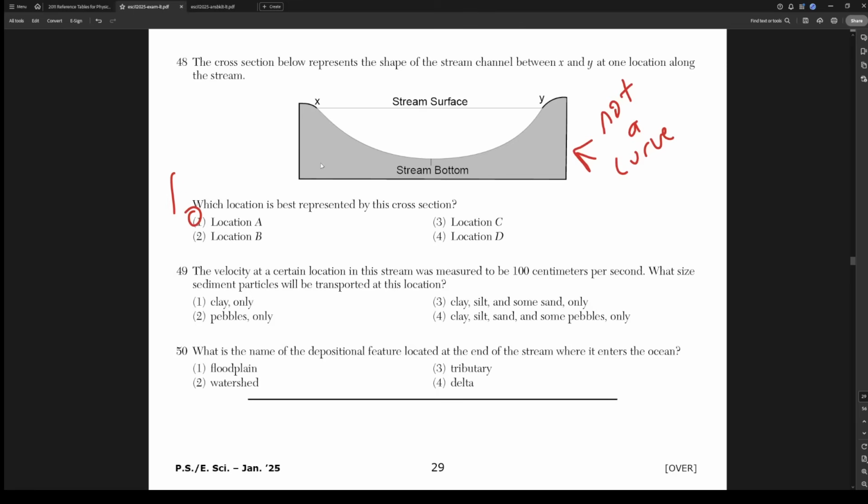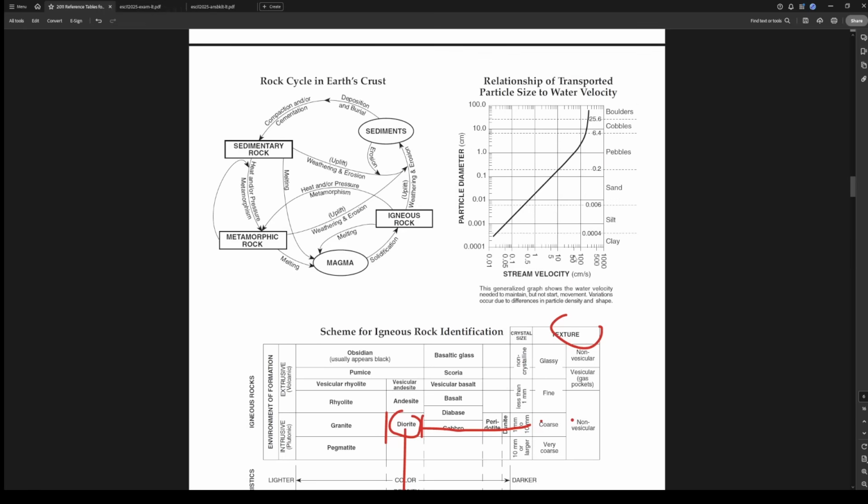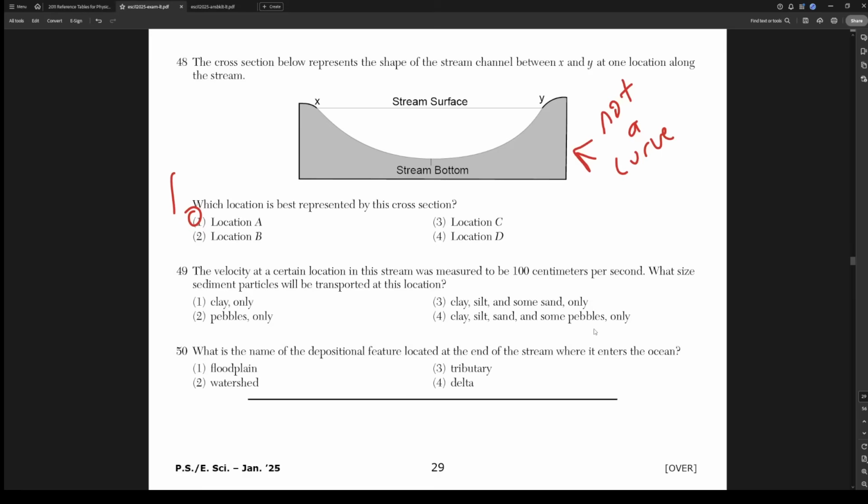The velocity at a certain point in this stream was measured to be 100 centimeters per second. What size particles will be transported? Okay, go here, 100 centimeters per second there. Go up to the line. So it's going to be pebbles, sand, silt, and clay. Anything equal to or less than can be transported, but pebbles is the biggest. Yeah, look. Pebbles, sand, silt, and clay. 4.